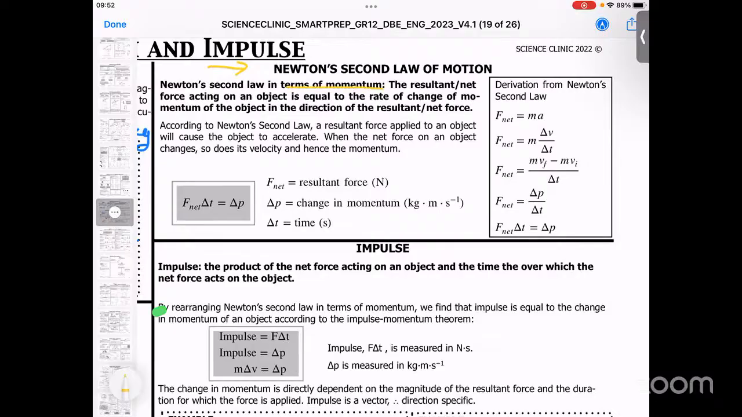Okay, so the resultant or net force, very much important. The resultant or net force, which is acting on an object, they say it is equal, most importantly, to the rate of change of momentum.